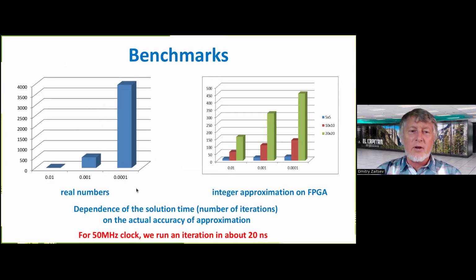First, benchmarks for real number solutions in a traditional way, compared to integer approximation on FPGA. For this small Tang Nano 9K FPGA, we can squeeze in a mesh up to 9 by 9, which gives us accuracy 1000 in the source numbers, because we have integers. After backscaling, we obtain this accuracy. For a bigger FPGA, we were using the professional Tang Nano FPGA with 128 LUTs and higher frequency. We obtain better accuracy. Please mind that for a 50 megahertz clock, we run one iteration in 20 nanoseconds.